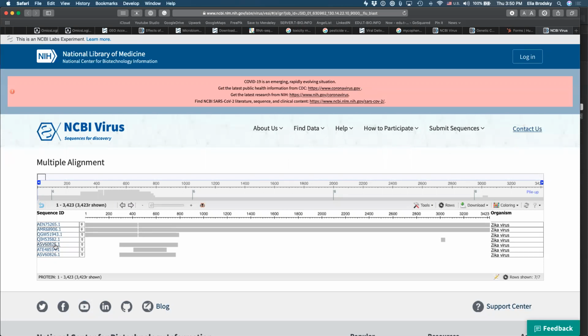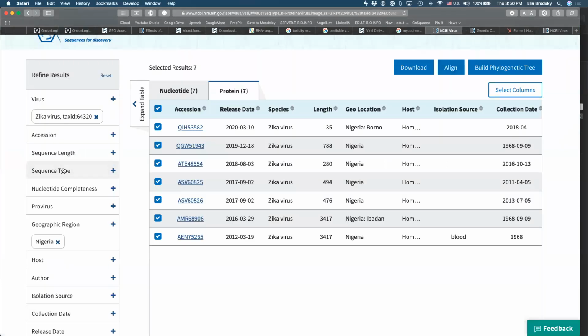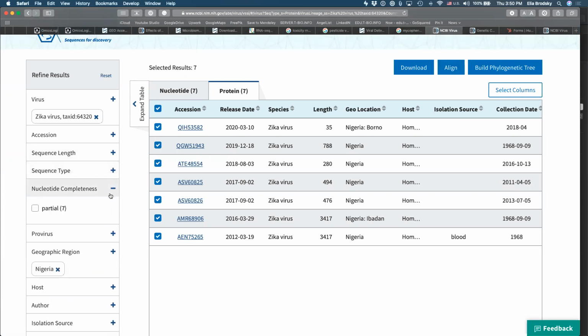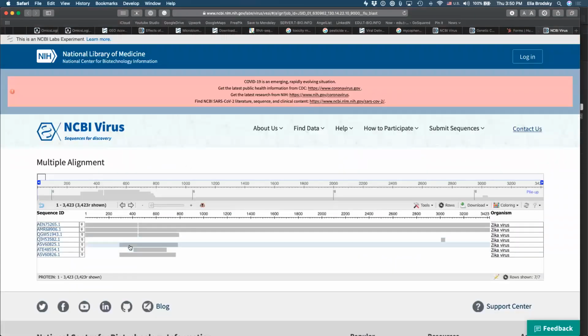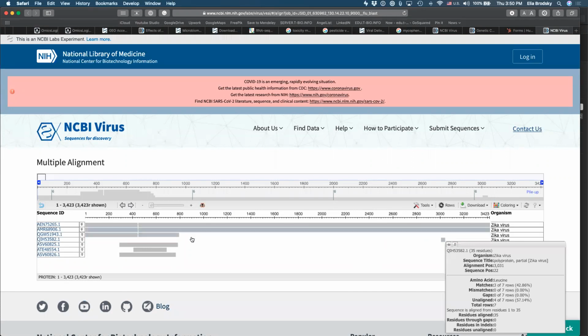Because here, just a little quick issue with this data set, you can see that these are incomplete sequences. Remember how we looked at on NCBI Virus, you can go to nucleotide completeness, and all of these are actually partial. If you look at sequence length, here you can see the lengths. Two of them are comparable lengths, but these are all smaller regions. If you actually do an alignment, which is what I did right here, these sequences are here, this sequence is way over here, and these sequences are right here.